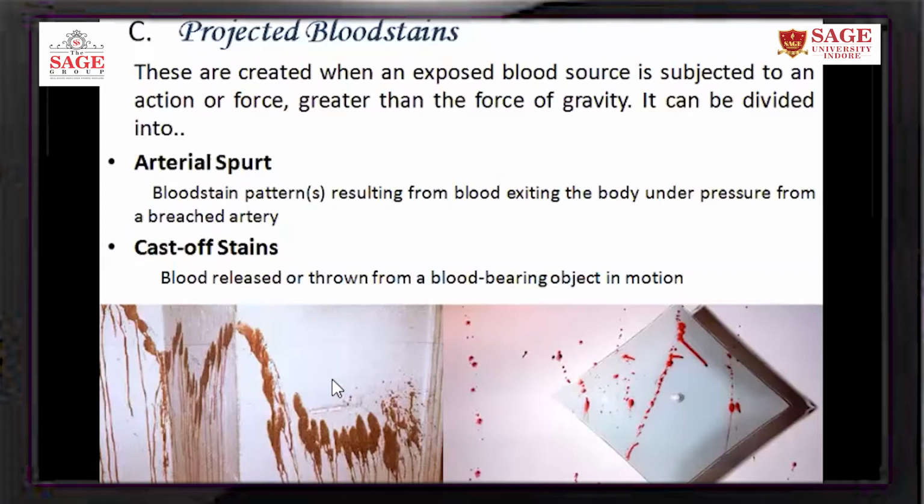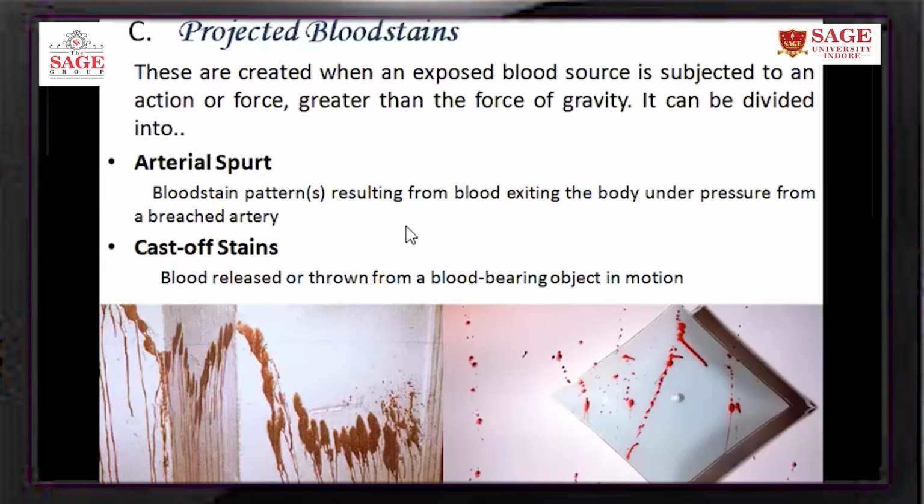is called arterial spurt. In this case, if you see, the neck was sliced, then the victim tries to escape, and these are the staircases from where the victim tried to run and save his life. And this is the force of blood. Then it comes down. You see the pattern. So this is one example of arterial spurt.